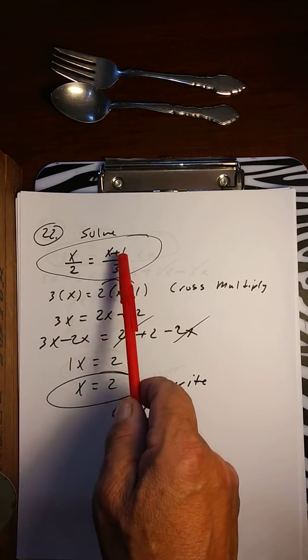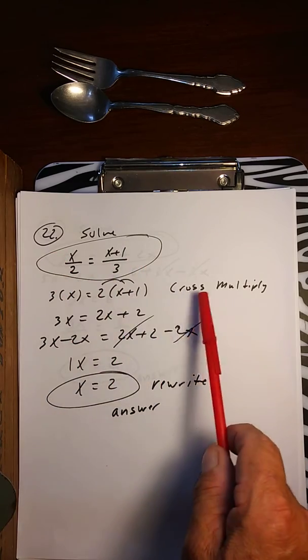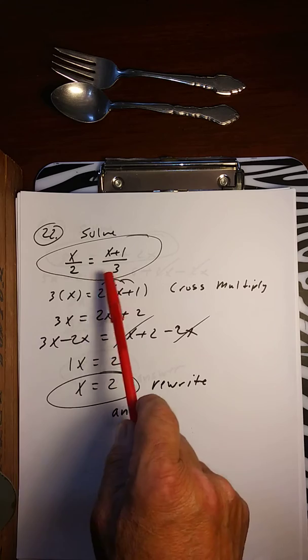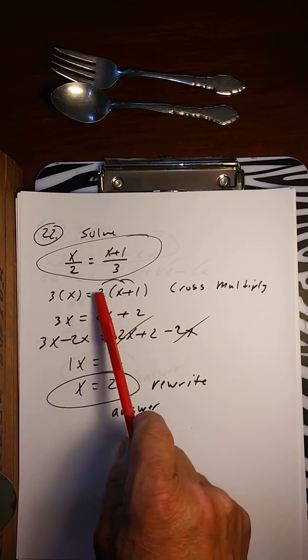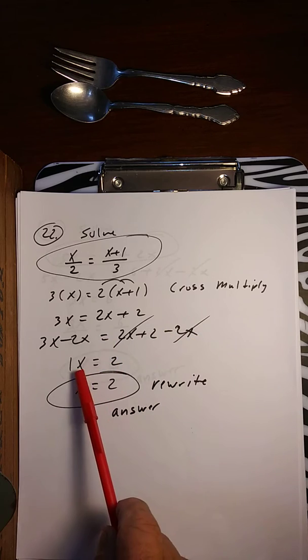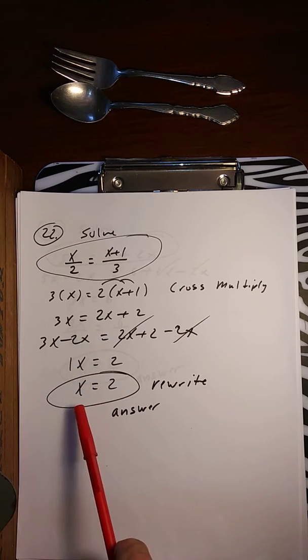X over 2 equals x plus 1 over 3. Cross multiply these numbers. That times that, that times that. Cross like that. So 3 times that, 2 times this. 2 times that is 2x. 2 times that is 2. So now minus 2x, that's going to be 1x equals 2, or just x is 2.